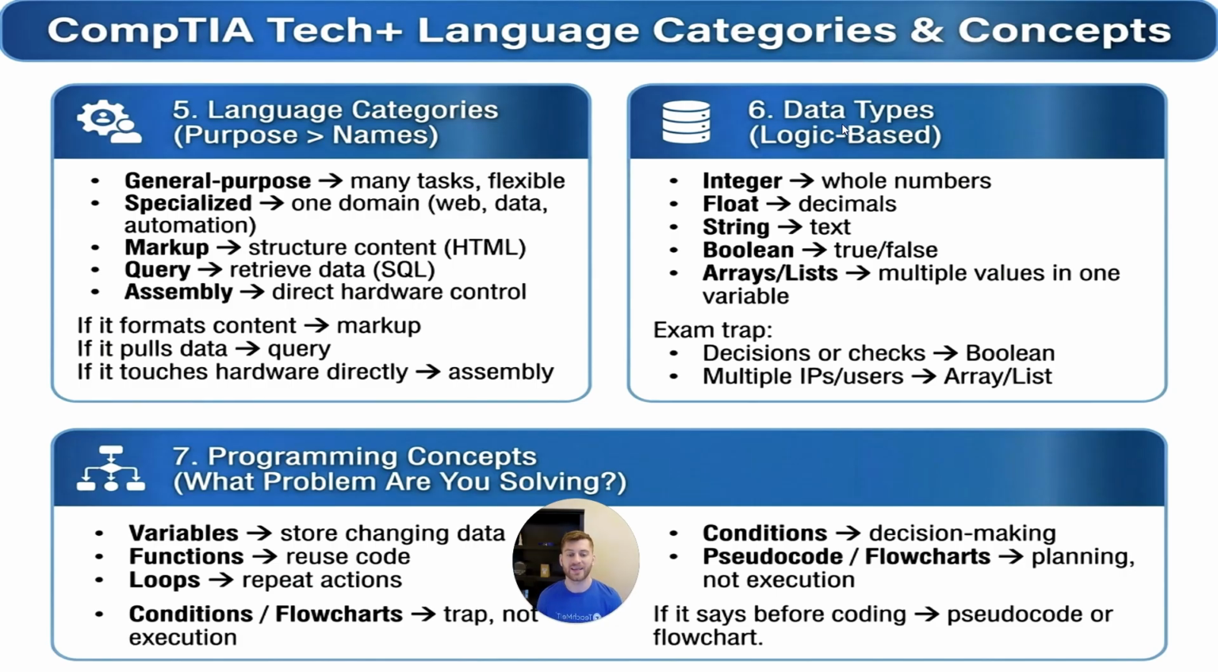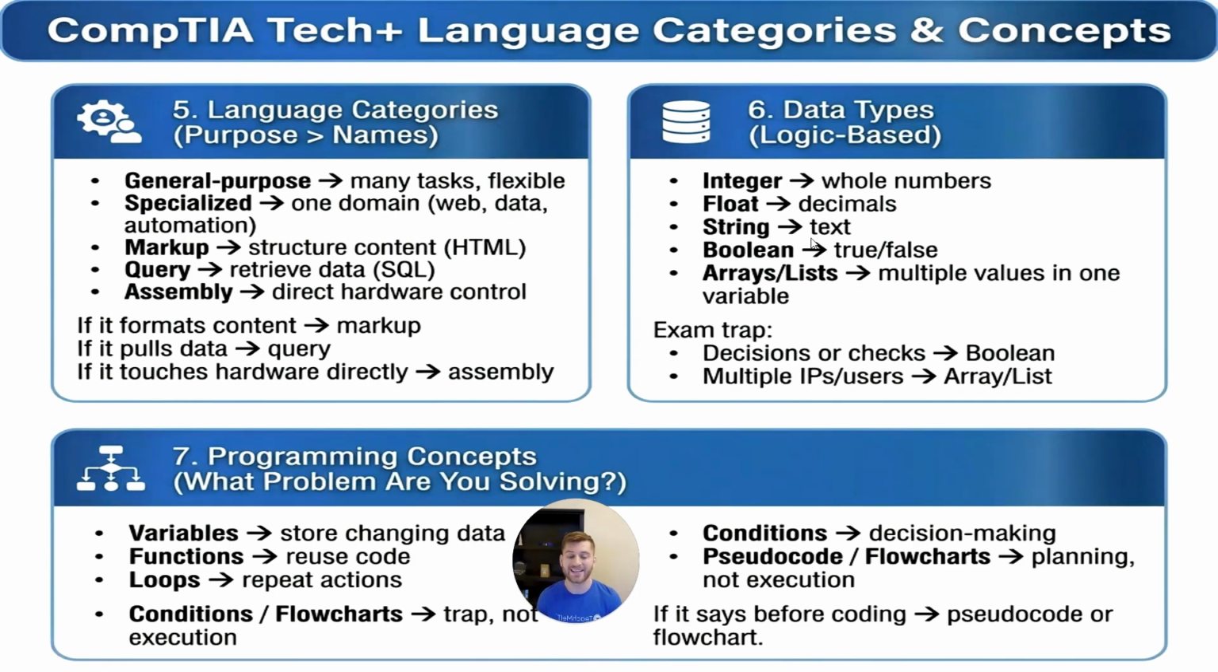Number 6 here is data types. These are logic-based. So integer, these are our whole numbers. Remember, these cannot have decimals. They don't have letters. Integers are just our numbers. Floats are numbers with decimals. For example, 9.2, 12.7, 52.8. These could all be floats because they have decimals in them.